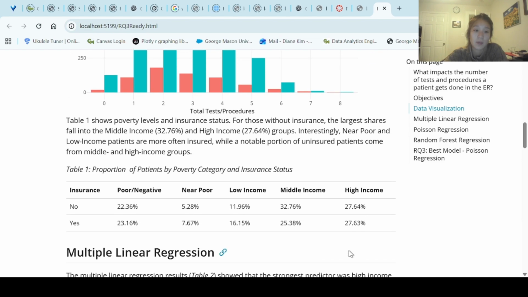Next, you see a table. This is a proportion of patients by poverty category and insurance status. One interesting thing here to note is that those patients who were near poor or low income actually had higher rates of insurance compared to no insurance over here. That was pretty interesting.